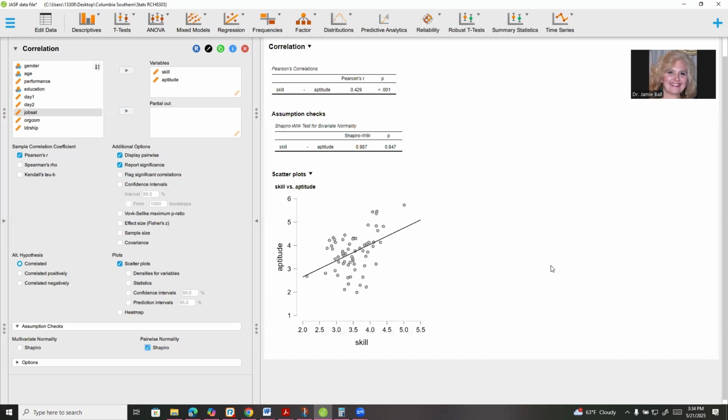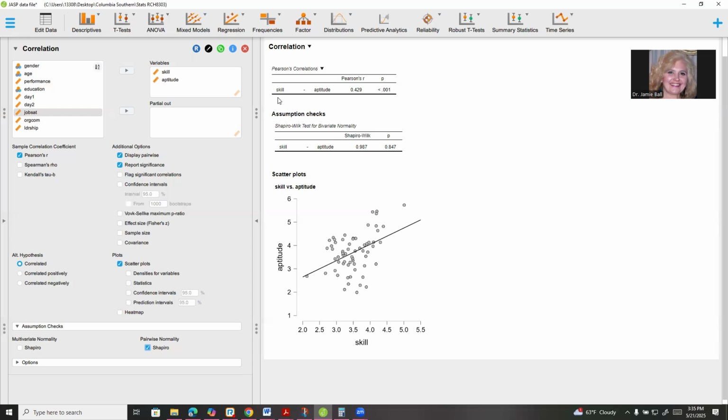So let's look at this just for starters. I'd say the assumption of linearity, I'm sorry, is met. Here's my scatter plot. It sort of looks like it starts to form a line. And then I can look at my correlation up here. Remember, my null hypothesis is that there's not a relationship. So my alpha is automatically set to 0.05.